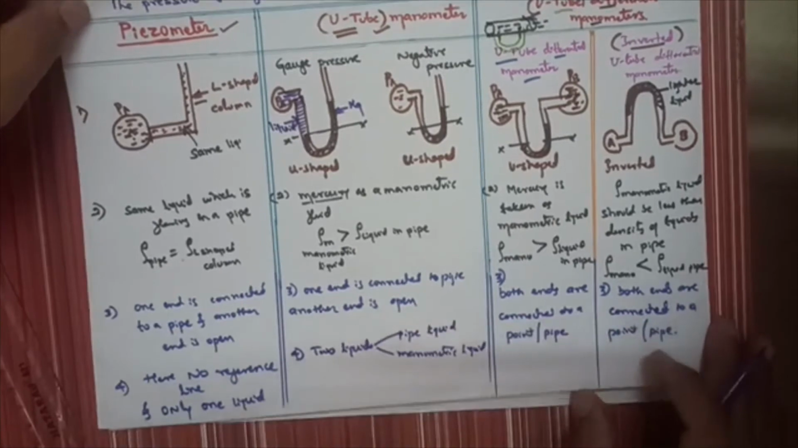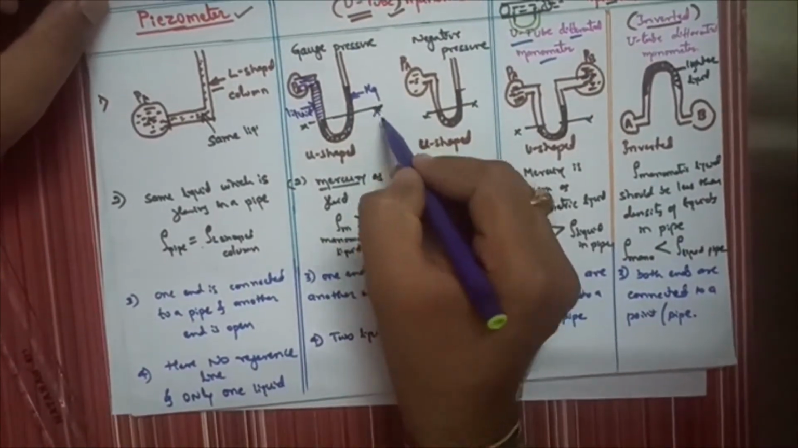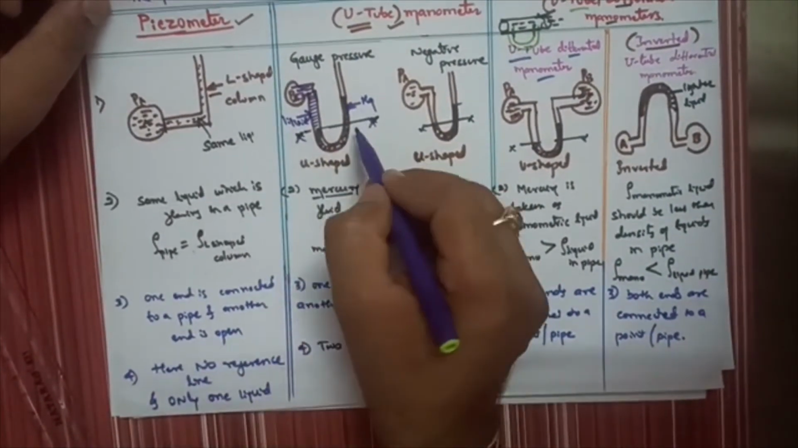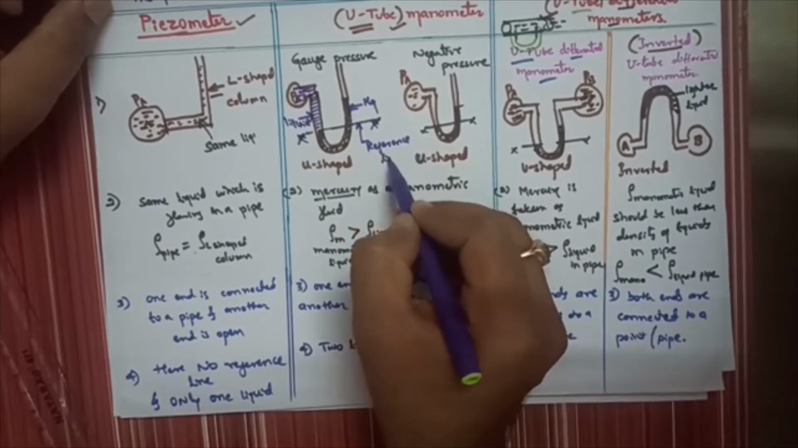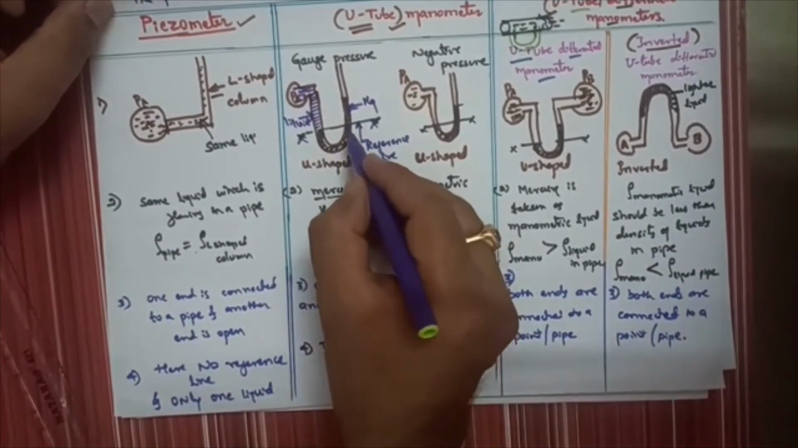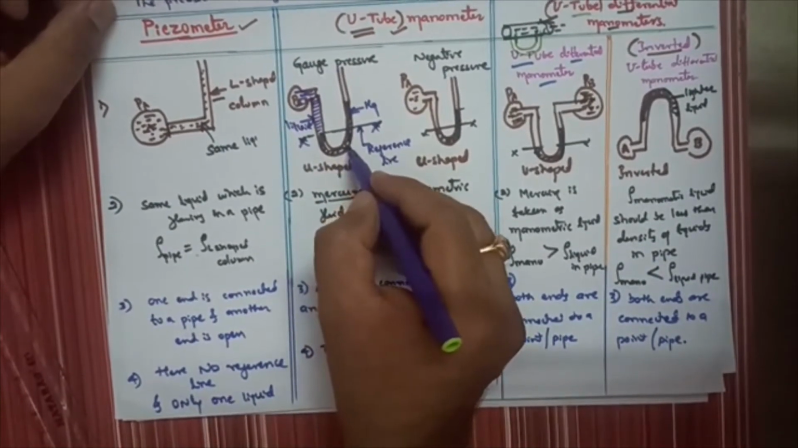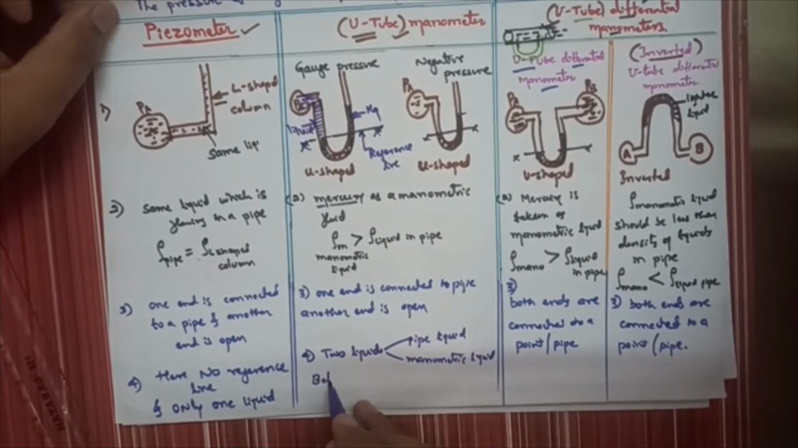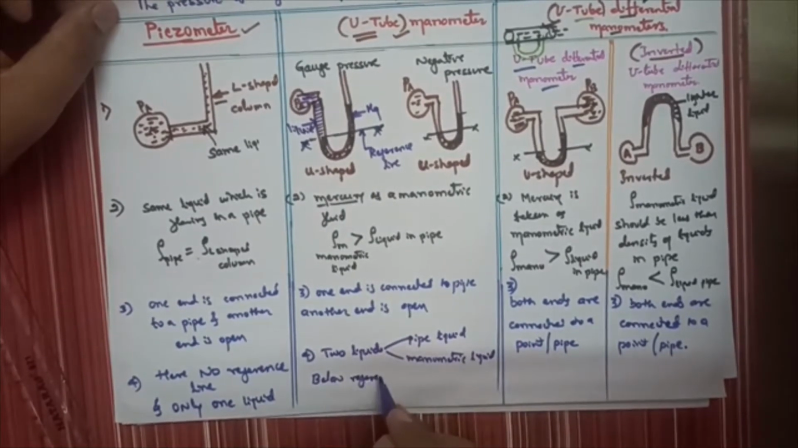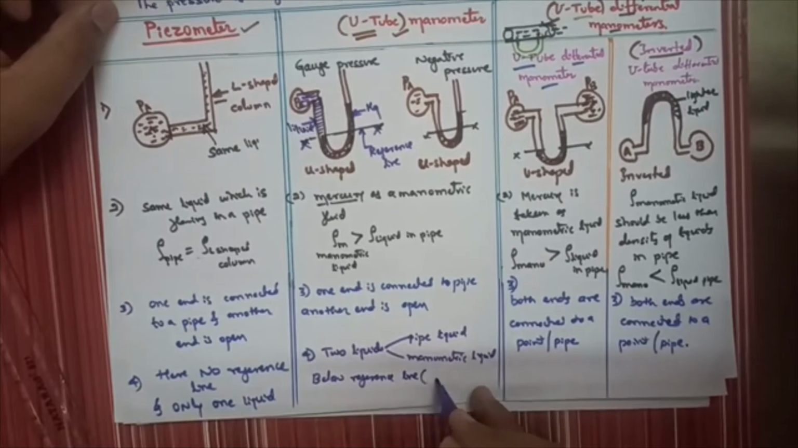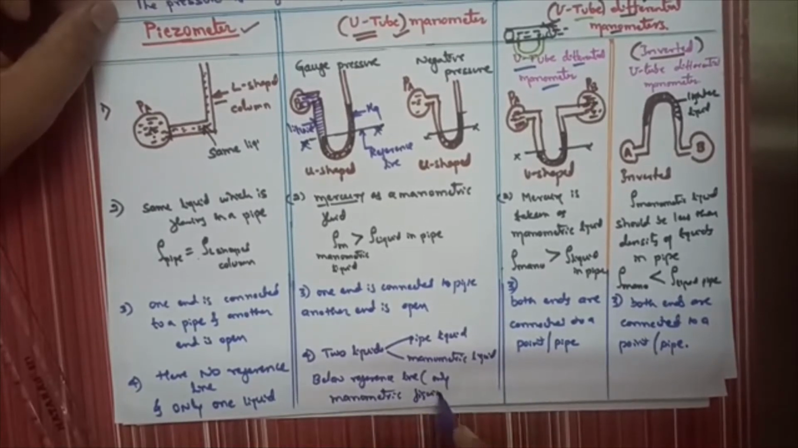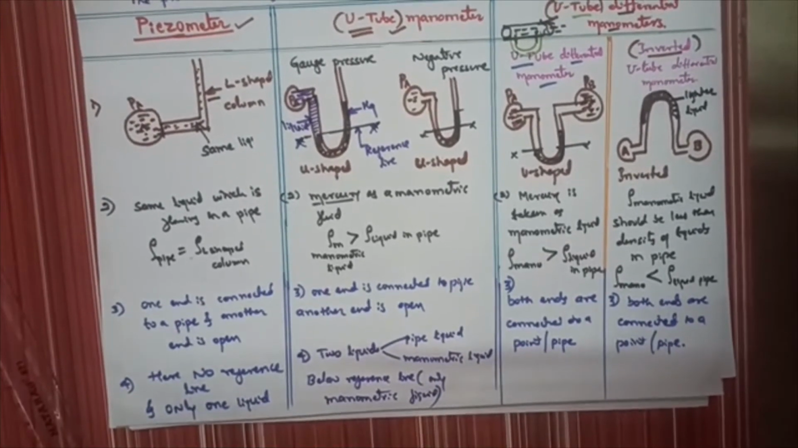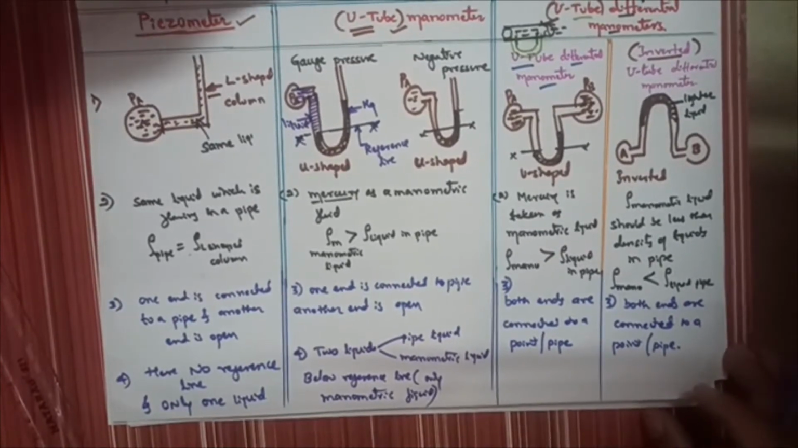And here there will be a reference line, a reference line XX. Below the reference line there must be only one fluid, that is the manometric fluid. Below a reference line, only manometric fluid. I will write only the keywords, so it will become easy for you to remember.